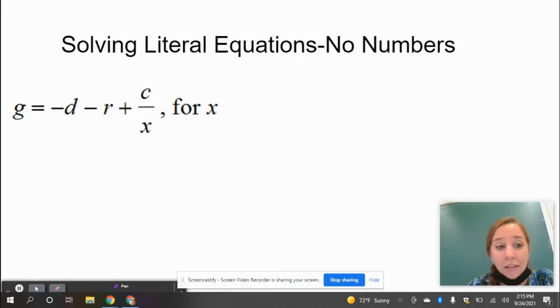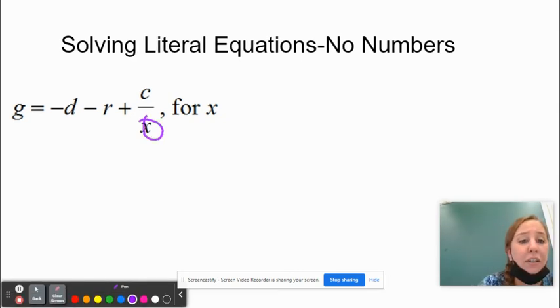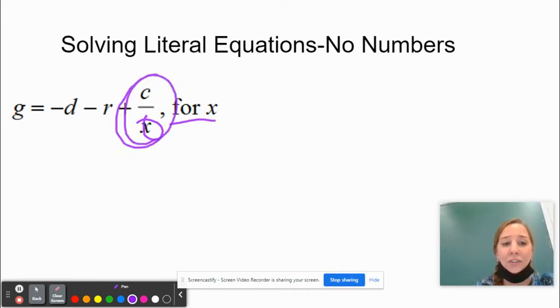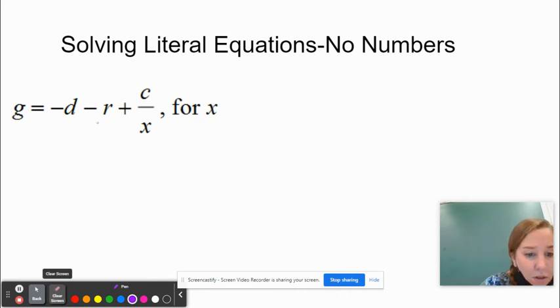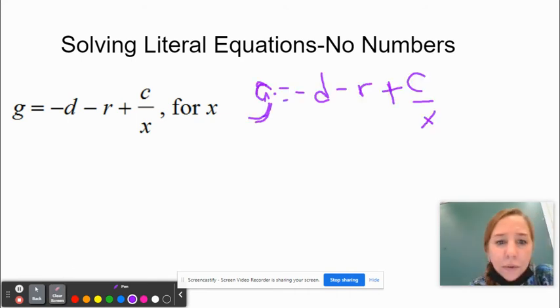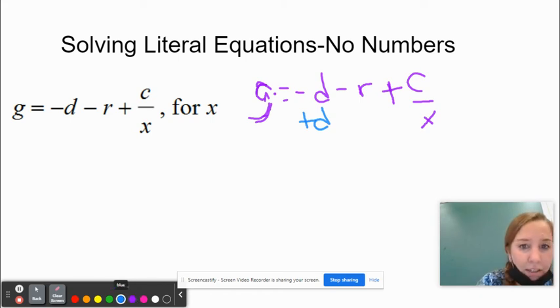So for a problem like this, again, before we can get the variable we want alone, we have to get that variable term alone. So before we can even entertain dealing with this scary fraction, we have to take care of the d and the r. So I rewrote this to give myself a little space. But if it's a negative d, how would we zero that out? Just like if we had like negative 10, we would add 10. We're going to do the same thing here. We're going to go ahead, add d to both sides. Oops. Add d to both sides.